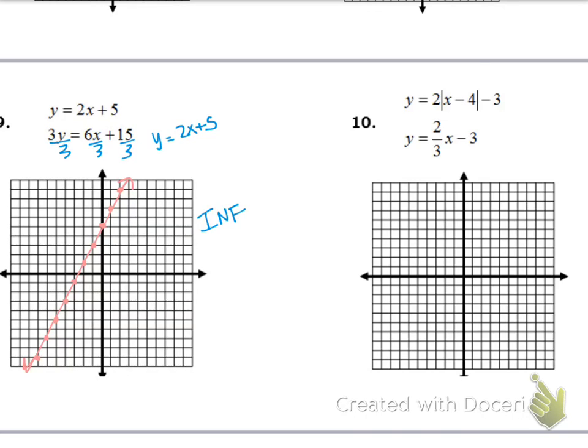Okay, my absolute value. So flip my 4, keep my -3, so I go right 4 down 3. It's normally 1, 1, 1, but there's something in front of it, so it's going to be 2, 2, 2. So I go right 1 up 2, right 1 up 2, right 1 up 2, left 1 up 2.